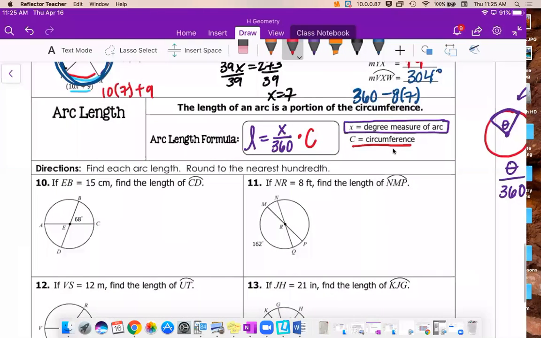And then remember, this is just a piece of pizza. And all this is calculating is the length of the crust. So if you cut out a piece of pizza with a different arc measure, a different length, we want to know how long that actually is. So that's the formula we're going to use today. Okay, so let's just start working through these.